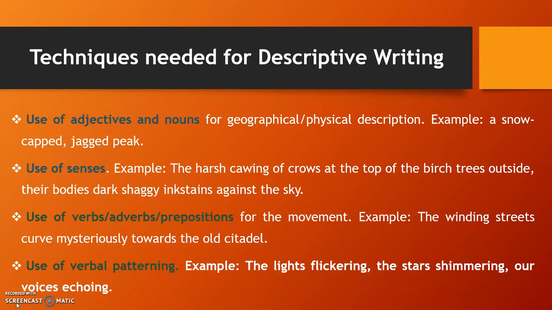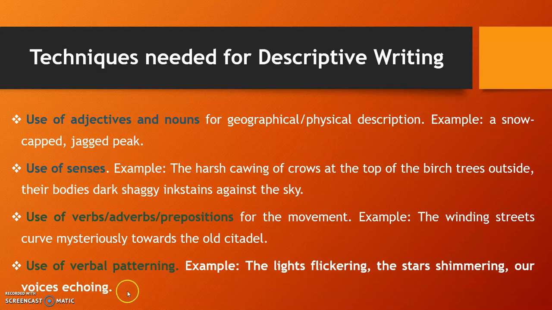The next point is to use verbal patterning. For example, the lights flickering, the stars shimmering, or voices echoing. It means using different verbs with a similar ending, for example, flickering, shimmering, echoing. There is use of ing with the verbs, showing immediacy of an action.